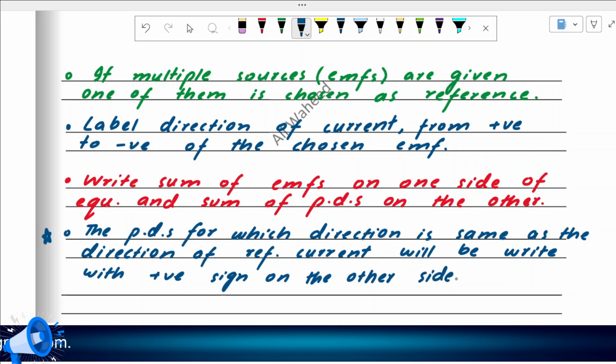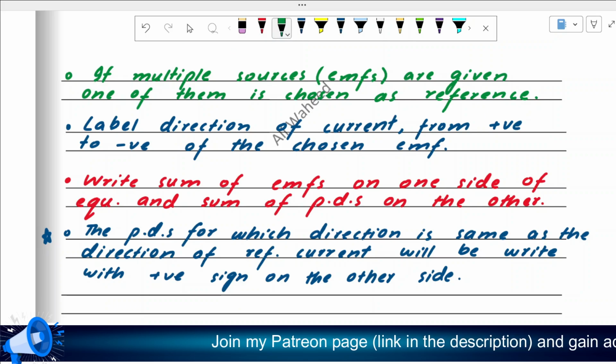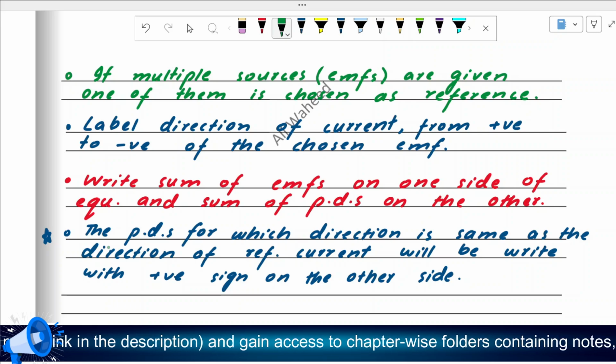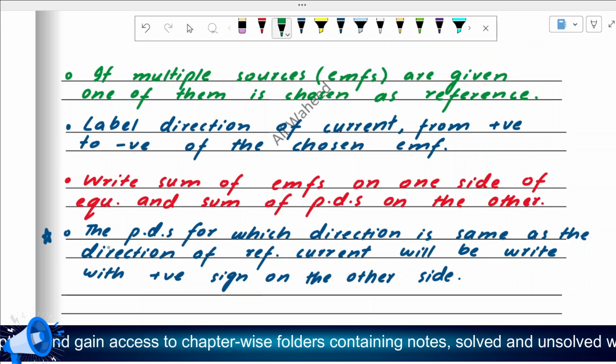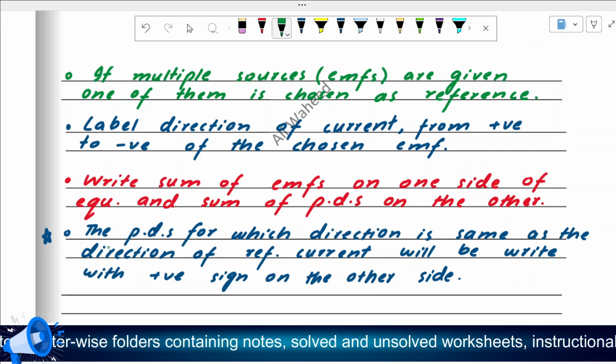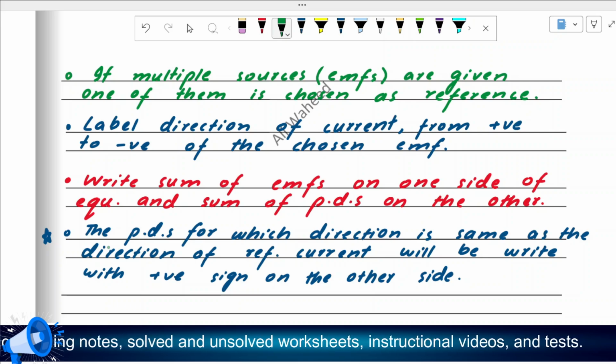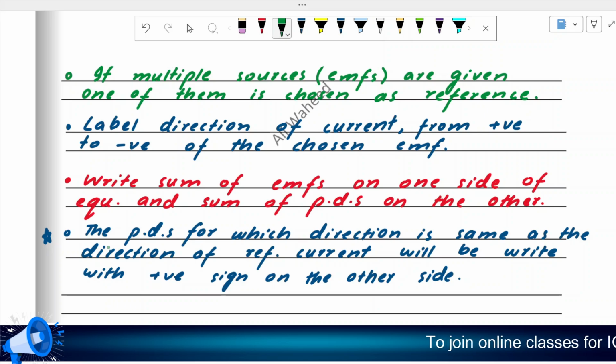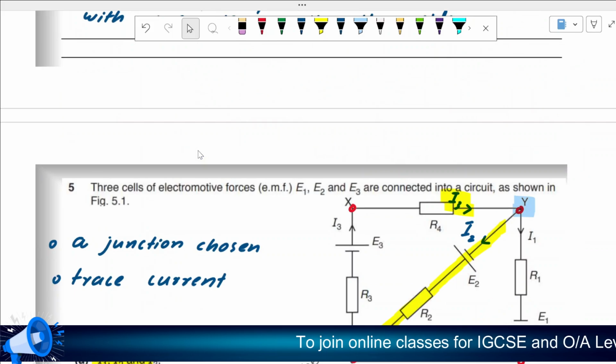And I'll explain all of these with the help of an example. You'll see how we use all these steps. But for the last one, you can also reverse it. This way, the potential differences for which the direction of current is opposite to the direction of the reference current will be written with the negative sign on the other side. Now, what do we exactly mean by that? It won't make any sense, at least so far, just going through the steps, unless we solve a circuit using these steps.